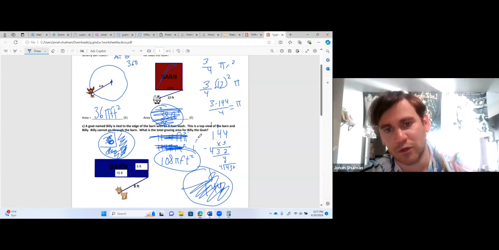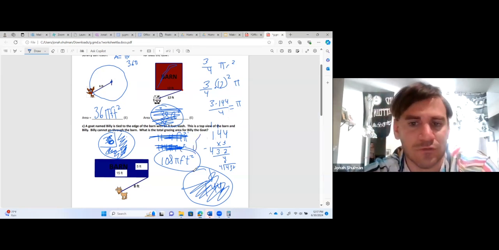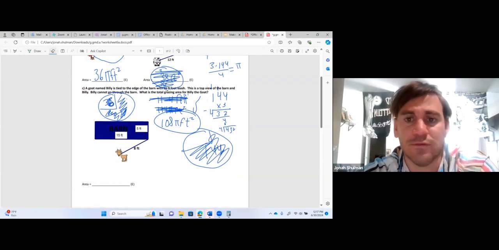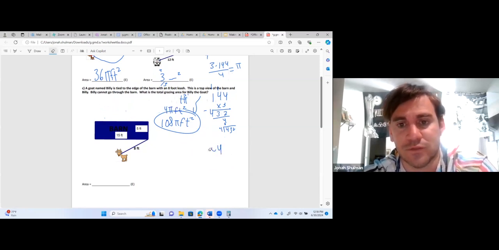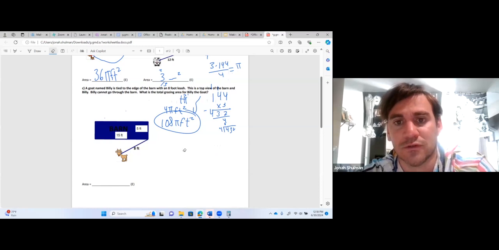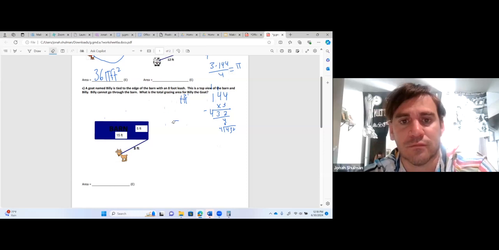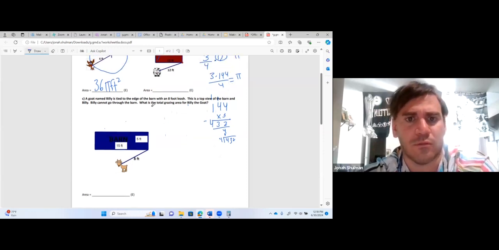The answer is 108, which is totally fine. All right. So now, even though that one was tough, it's gonna get even tougher, right? So the whole point of this is to increase in difficulty as we go through it. So we got 108 pi feet squared.